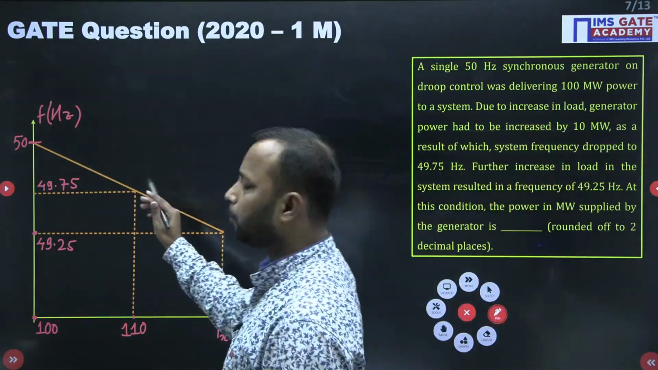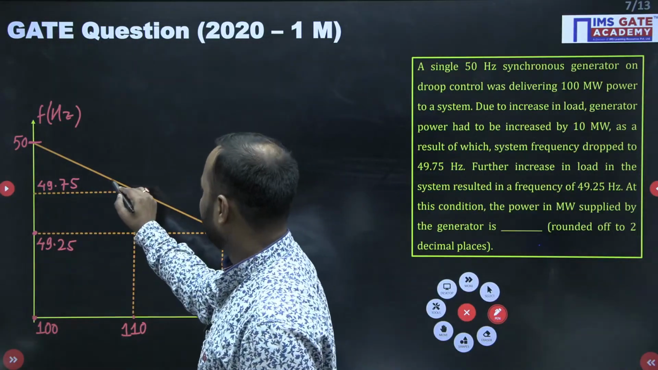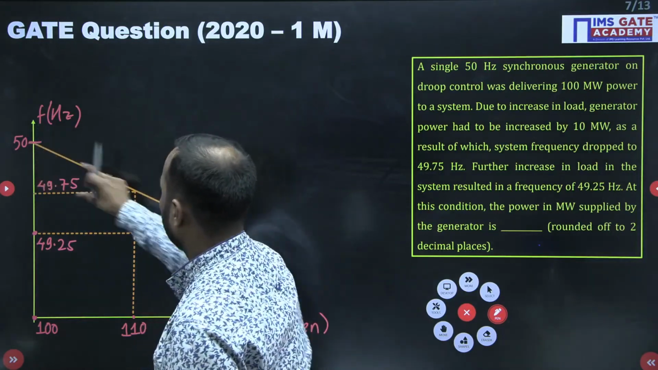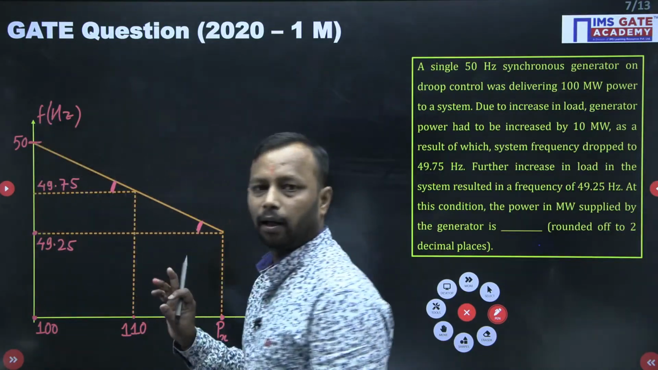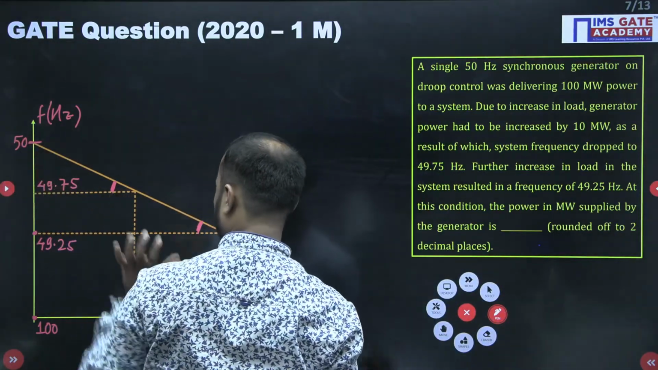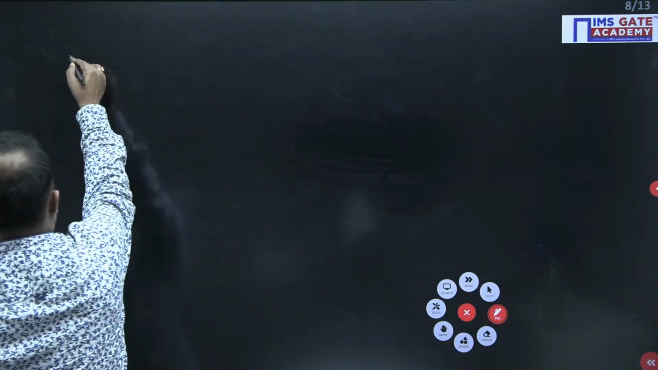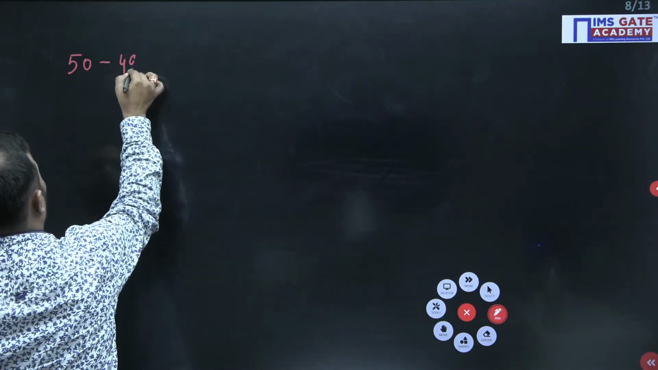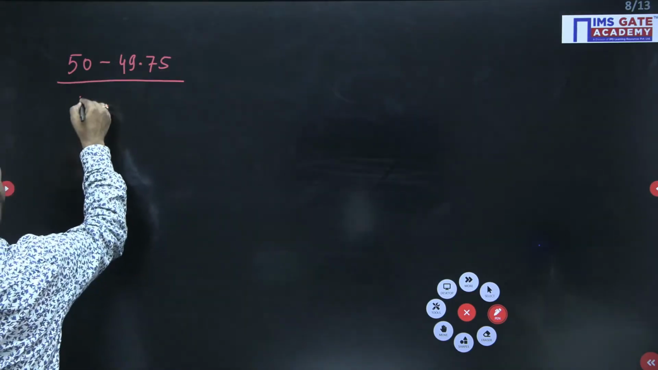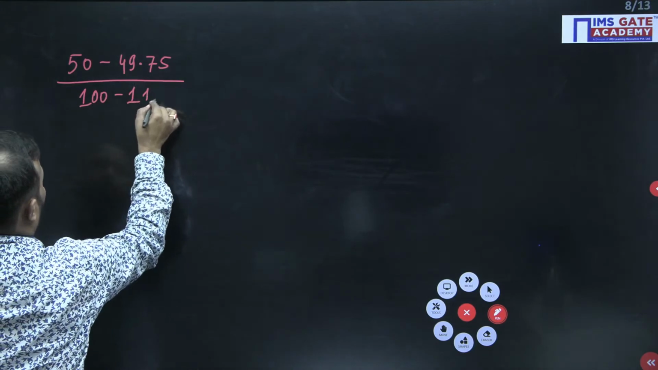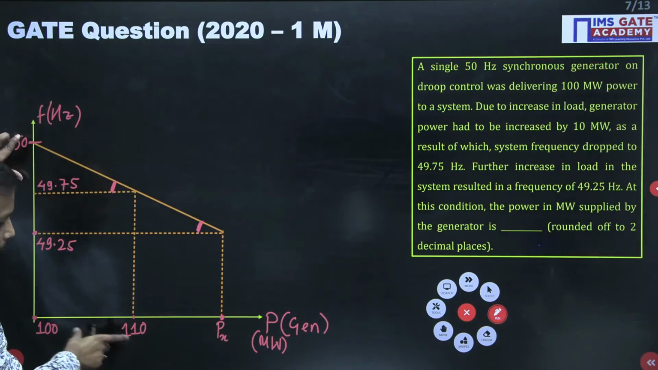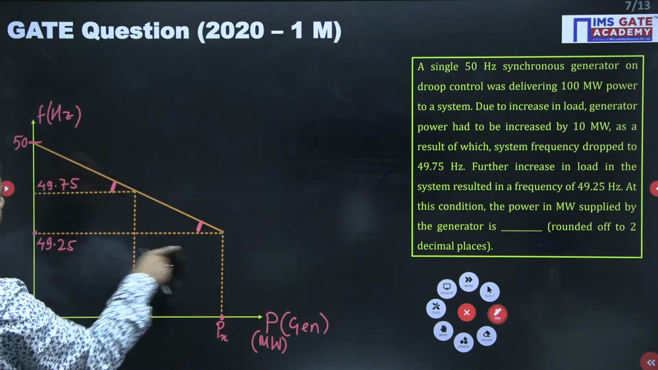See, this is nothing but your trigonometric question. So this angle and this angle are equal. So this smaller triangle and this bigger triangle are similar. So can I say this frequency, change in frequency divided by this power? So how much is it? 50 minus 49.75 whole divided by 100 minus 110. Okay, this is what I said about the triangle, so frequency over power.